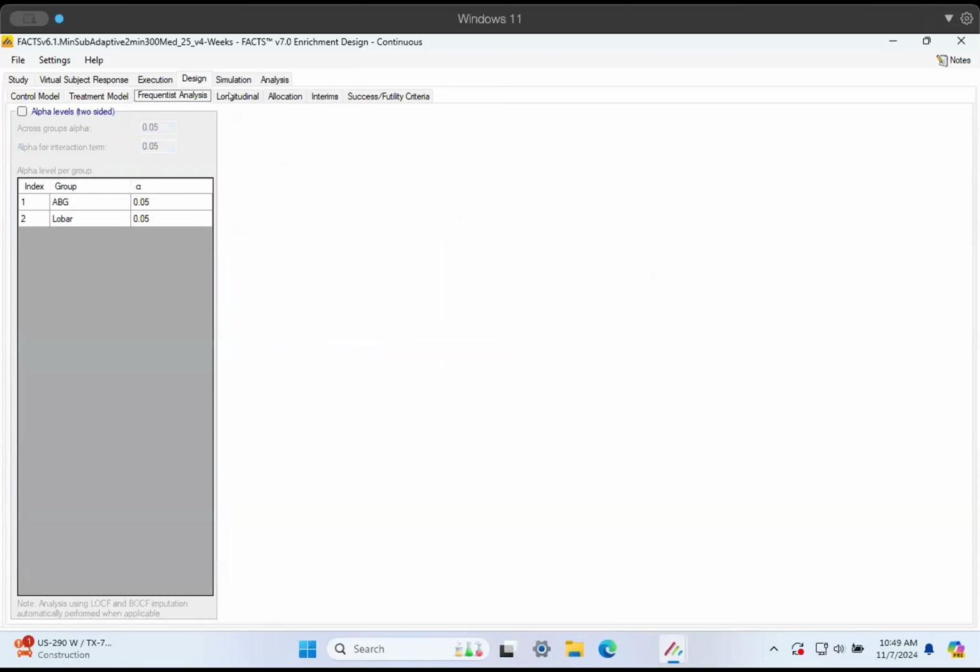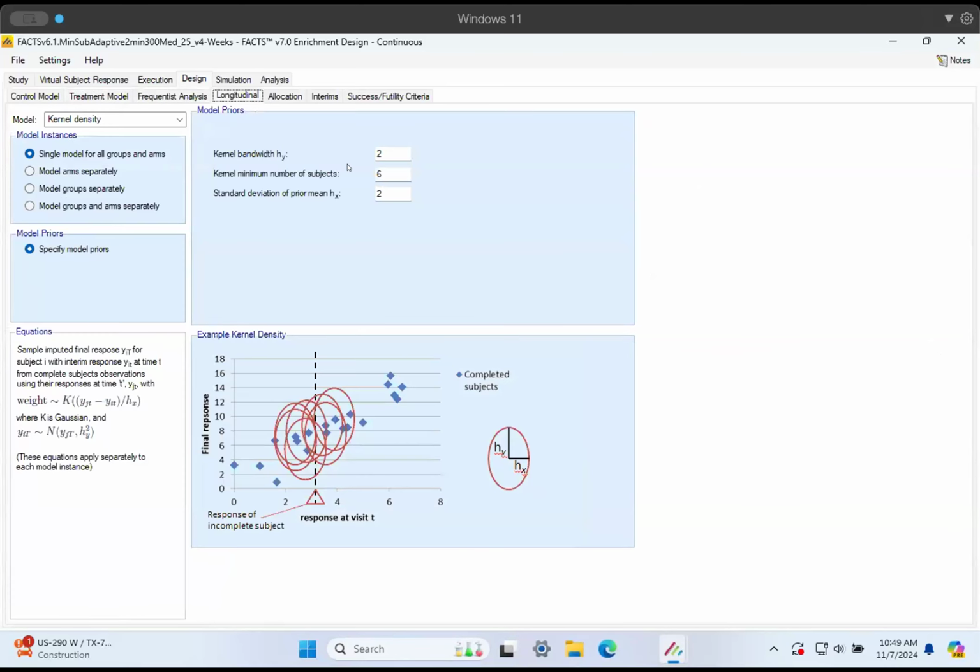Okay, we're not using the frequentist analysis, so we'll skip that. The longitudinal model here is a kernel density model. Nick and Tom might have to help me out with the kernel density model. But what this model is going to do, and you can look at the picture down here, is that the x-axis represents the response at the early visit. The y-axis represents the response on the final visit.